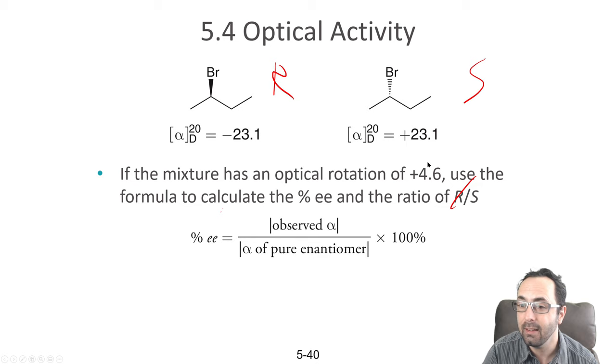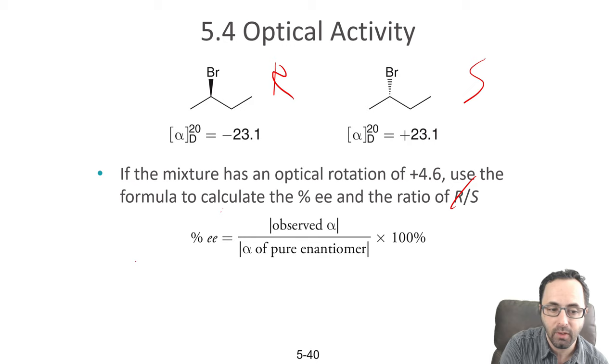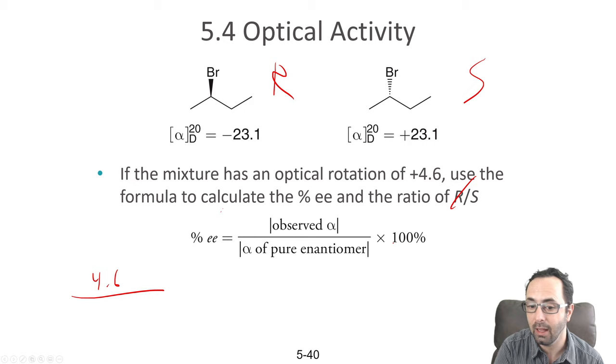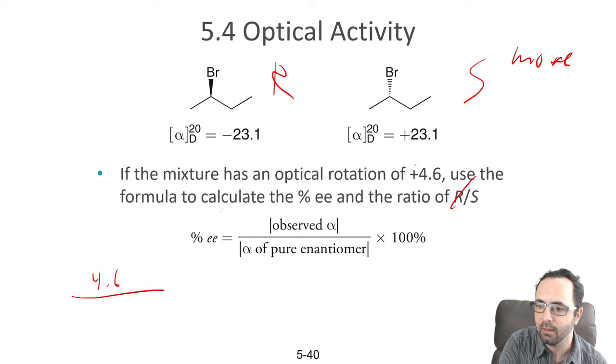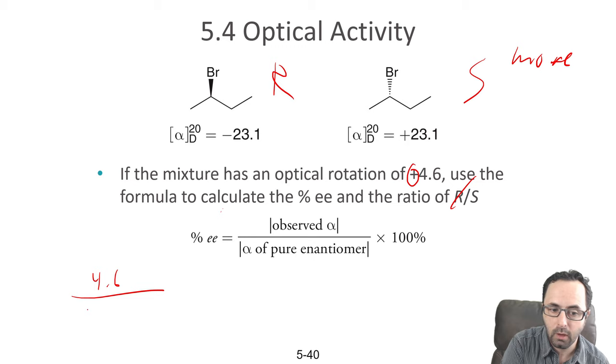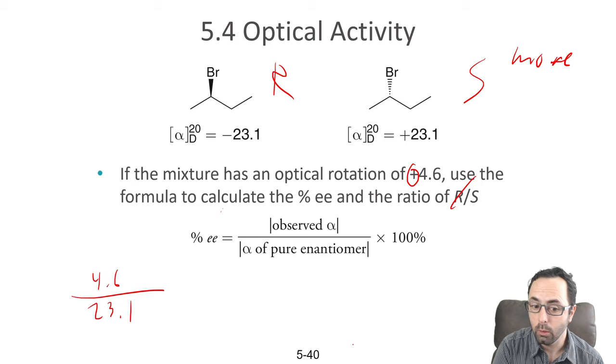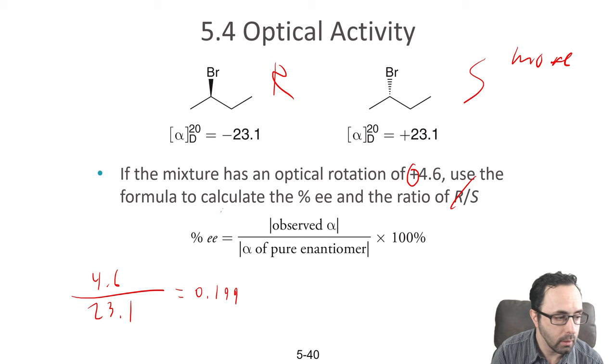By what percentage? We can figure this out by dividing the observed specific rotation by the specific rotation of the pure enantiomer. And notice these are the absolute values. We'll determine which is more based on the sign. So we determine there's more of the S because the sign is positive. So the question is, how much more? We take the 4.6 observed, we divide by the previously observed and known optical rotation, 23.1. And if we want to make that a percentage, we can get a decimal here. The decimal would be, if you put it in your calculator, 0.199.